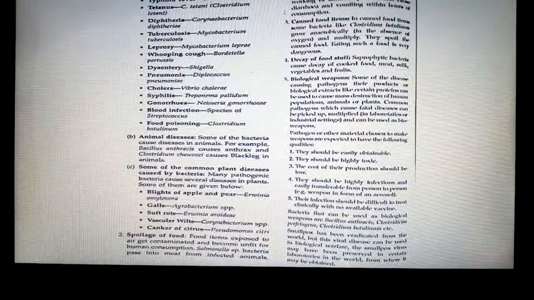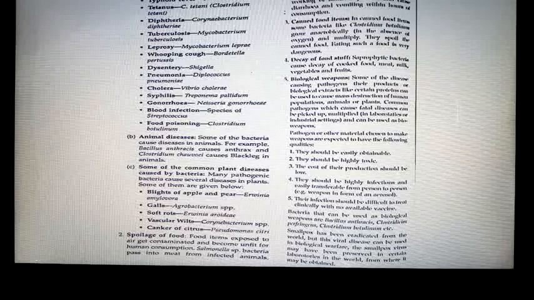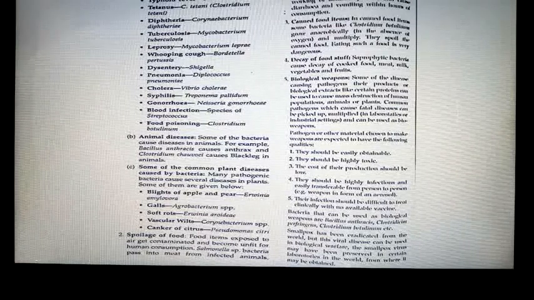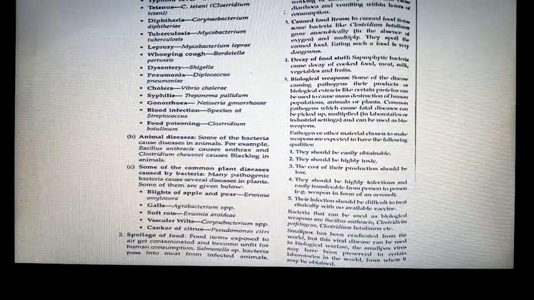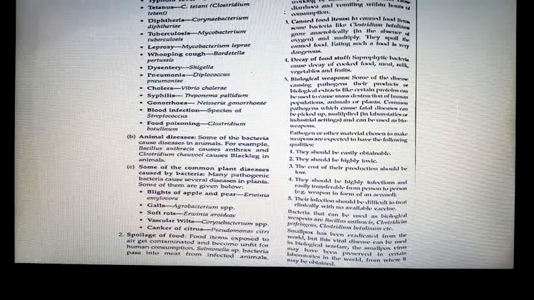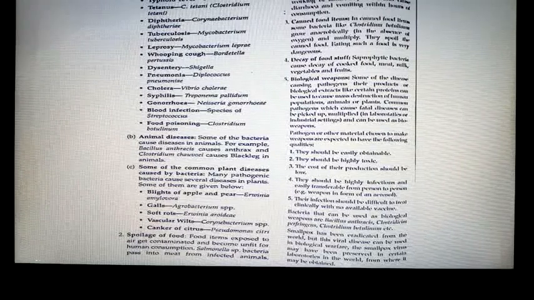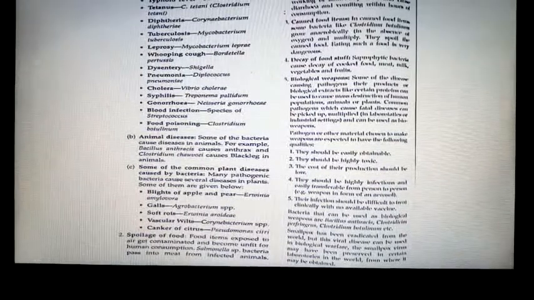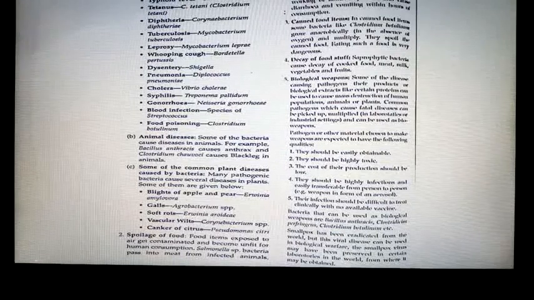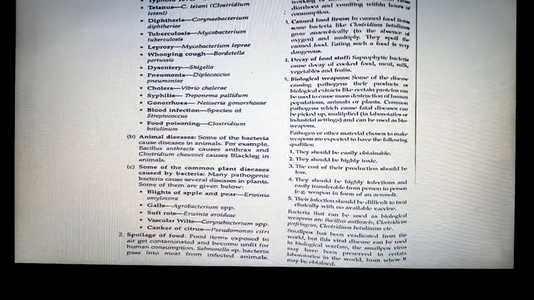Now we move to some of the common plant diseases caused by bacteria. Blight of apple and pear, Erwinia amylovora; galls, Agrobacterium species; soft rots, Erwinia aroideae; vascular wilts, Corynebacterium species; canker of citrus, Pseudomonas citri. These are the various diseases which we see in plants. In mustard, cauliflower and others we see black colored dots. They are called black rot, or bacterial blight. The black spots turn the cauliflower and others into a dark black color.